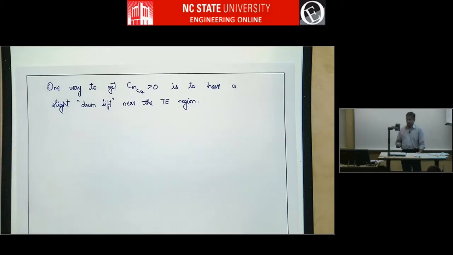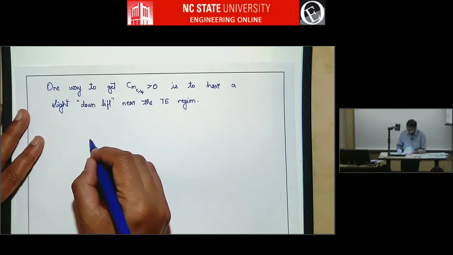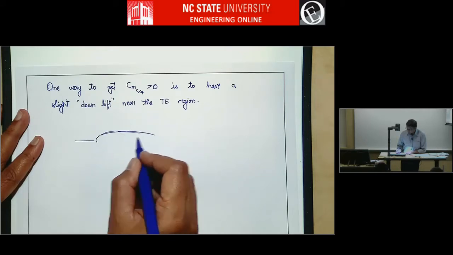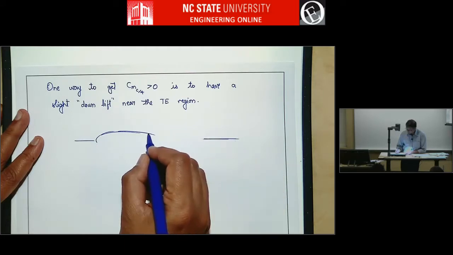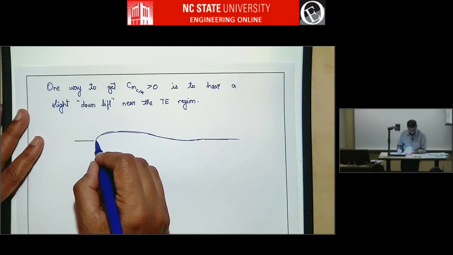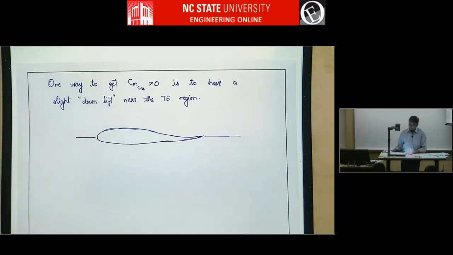So if you can have a small down lift, down force near the trailing edge, that's what a reflexed airfoil does. So a reflexed airfoil looks like this. The airfoil is designed with positive camber, but right at the trailing edge, it's got an upward tilted trailing edge. It's got a negative camber.